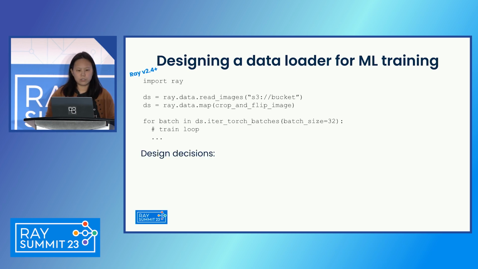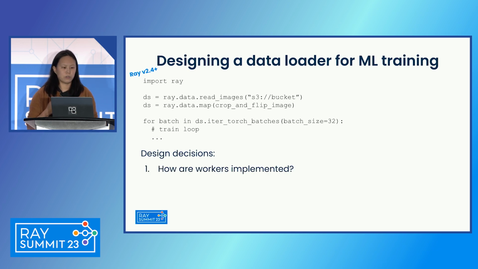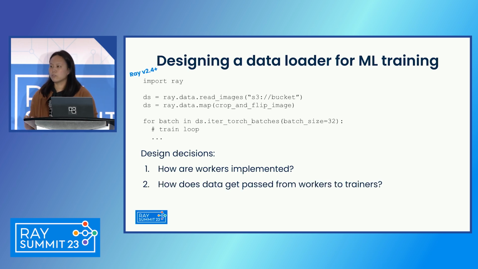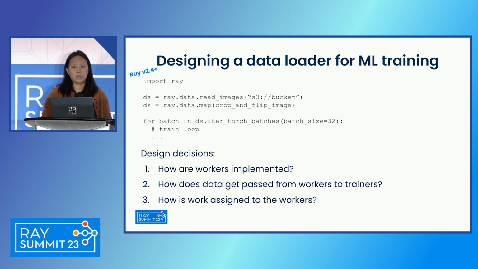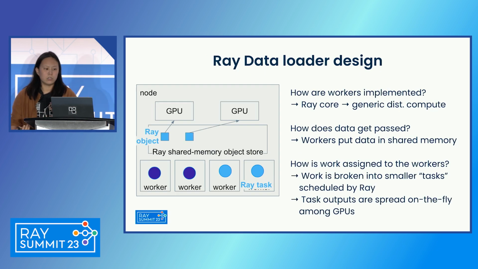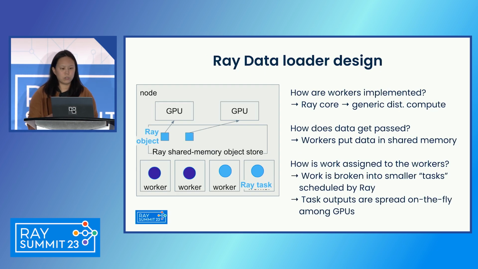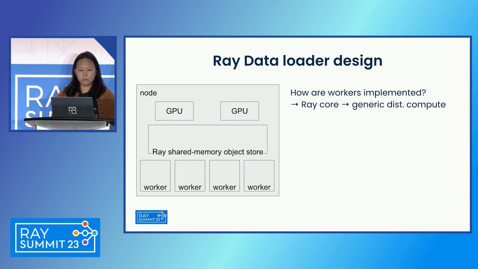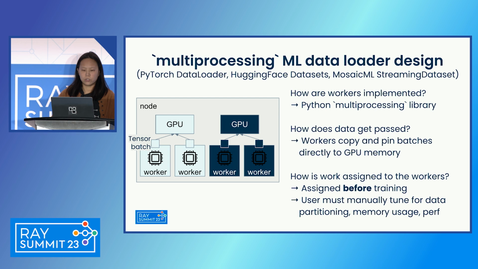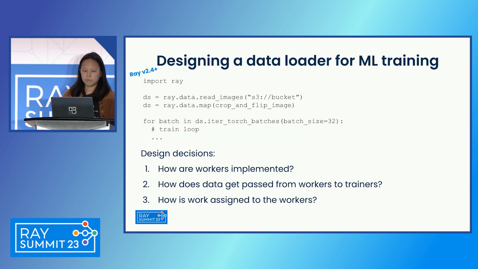Okay, so there's a few different design decisions that are happening under this API. First of all, how are the workers implemented for the data loading? How does data get passed from the workers to the trainers? And then how does work actually get assigned to those workers? To understand where array data does well here, we can actually look at how multiprocessing-based data loaders work instead.